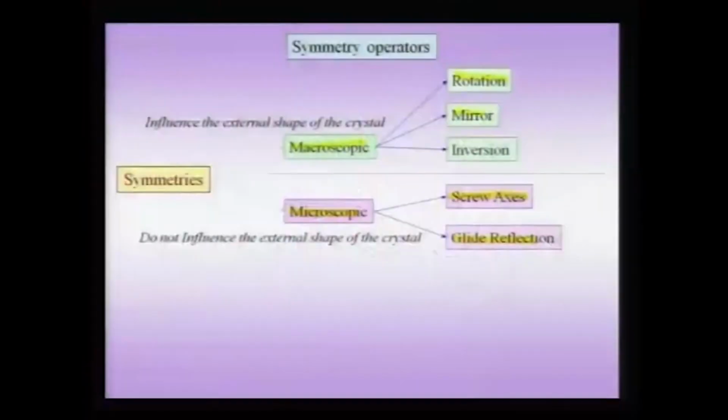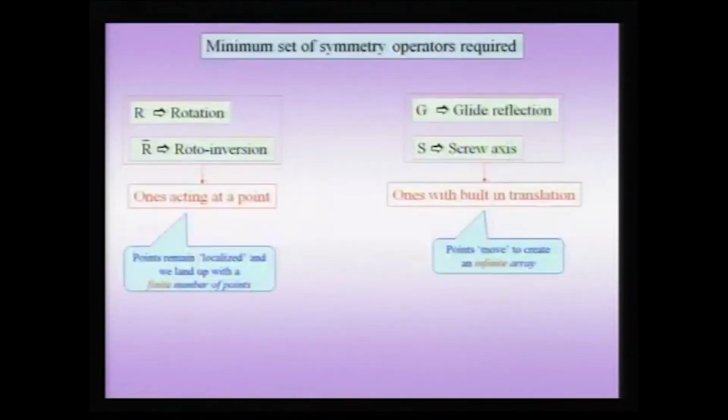They involve translations, the screw and glide reflection, which are of atomic dimensions, or dimensions of the order of lattice parameters typically in crystals, and therefore they have no effect on the external shape. While on the other hand, rotation, mirror and inversion, which are the three macroscopic symmetry operators, have an effect on the external growth shape, or for instance the external equilibrium shape, of a crystal.